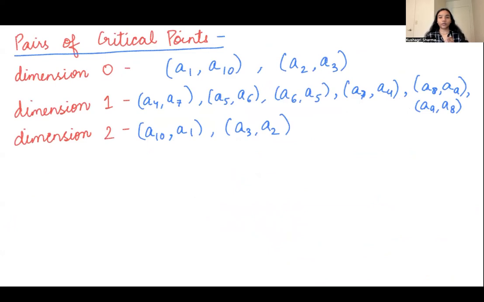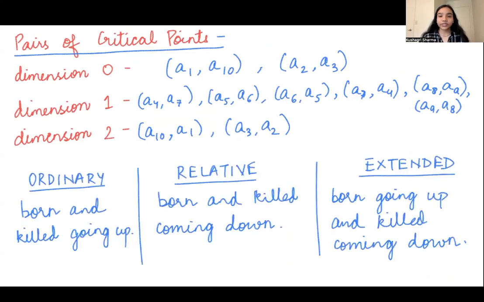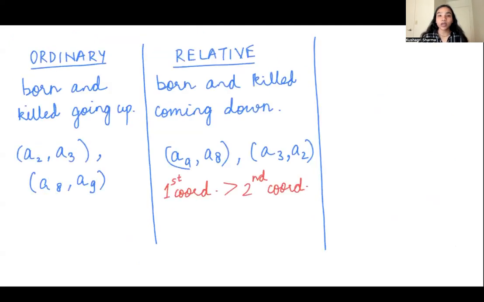Further, this is how we have a summary of the pairs of the critical points, and we try to classify them into three parts. You can definitely see some symmetry going on between the pairs, and we have three categories where we'll put these pairs into. So the first is the ordinary, the pairs that were born and killed while going up, the relative, born and killed while coming down, and the extended ones, which were born while going up and killed while coming down.